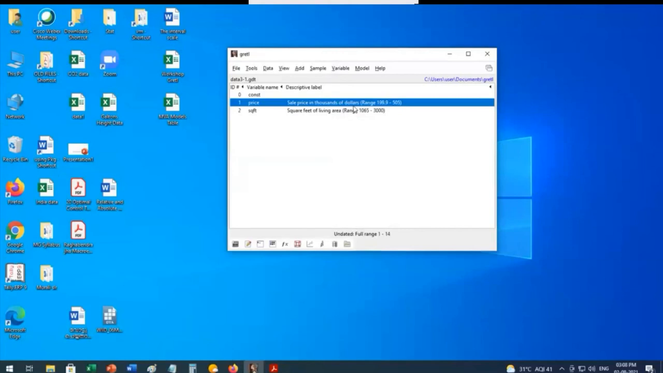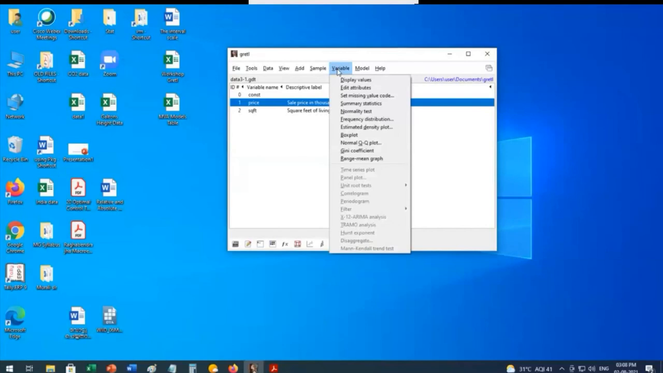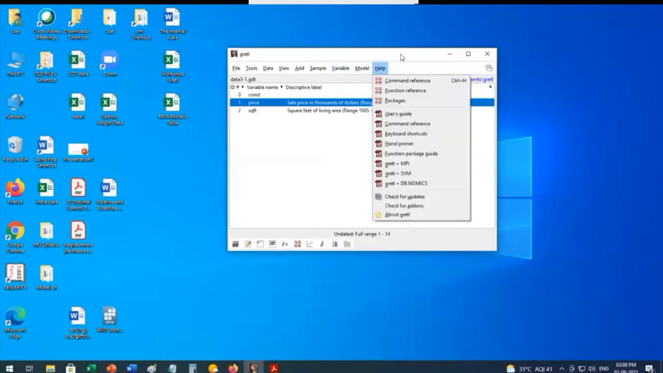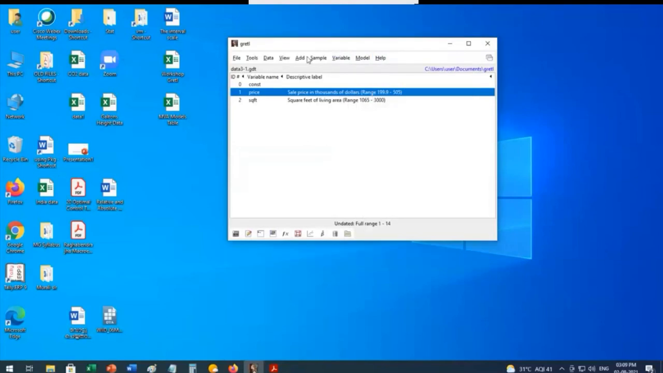So these are some of the highlights of Gretl. Now I shall show you how we can do some graphical analysis. To do the graphical analysis, go to View. Here we have Graph. Then we have the XY scatter. We can have the XY scatter.